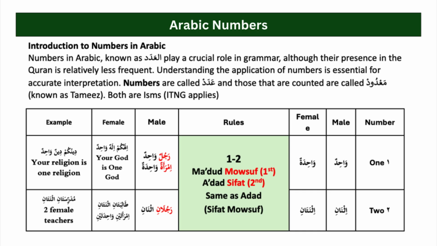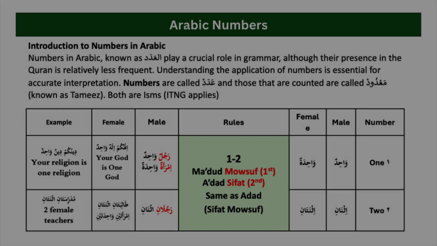Again, the pattern is the same. Noun first, then number as sifa. Now for 2, the slide gives masculine, ithnani, feminine, ithnatani, and again, the number follows the counted noun and agrees with it. The example shows mudarisatani ithnatani, 2 female teachers. So the first big rule students should remember is, with 1 and 2, the number comes after the noun and agrees with it like a sifa. That is the easiest starting point.